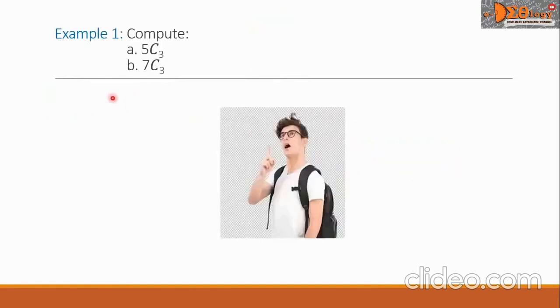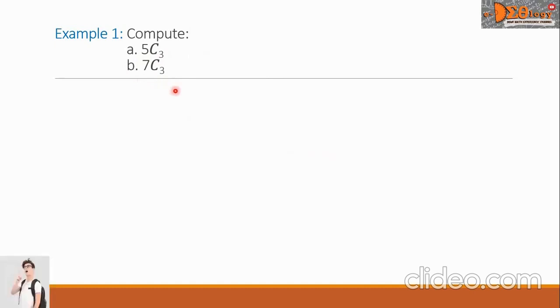Let us see some examples. Example 1. Compute letter A, combination of 5 items taken 3 at a time. Letter B, combination of 7 items taken 3 at a time. First, let us write our formula. Let us begin with letter A problem.